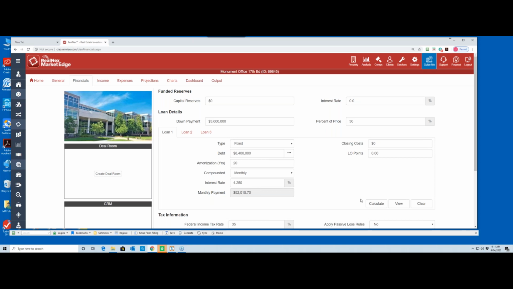And then if I hit the calculate button, that would recalculate if I changed anything here. But here we have monthly payments of $52,015.70.